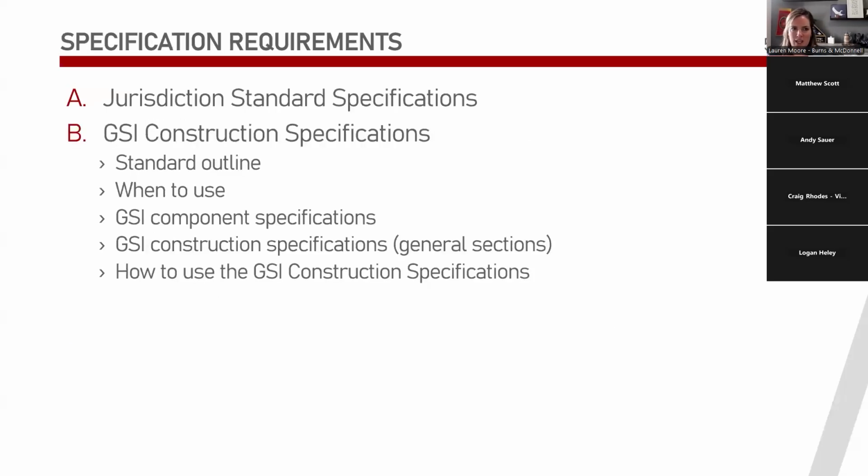And then we have specification requirements. Upfront we acknowledge that jurisdictions often have their own standard technical specifications. So that's always the first place that you should start as a designer, to understand what those specific requirements are. But then we go through and introduce those GSI construction specifications, laying out what the standard outline is for those, when and how we can use them, introducing what the component specifications are and what the general sections are, and how to use them, which are all included as an appendix, with better information on how to use them included after that.